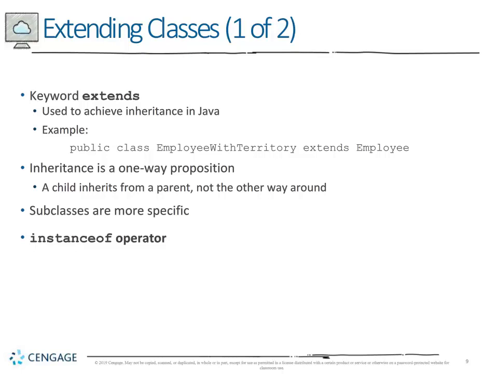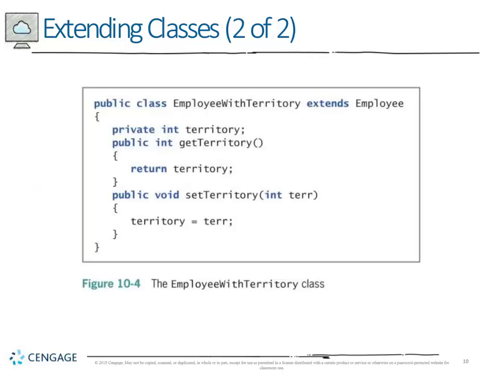For example, the following class header creates a superclass-subclass relationship between Employee and EmployeeWithTerritory. This is the implementation of the EmployeeWithTerritory class. Each EmployeeWithTerritory automatically receives the data fields and the methods of the superclass Employee. We can add new fields and methods to the newly created subclass.